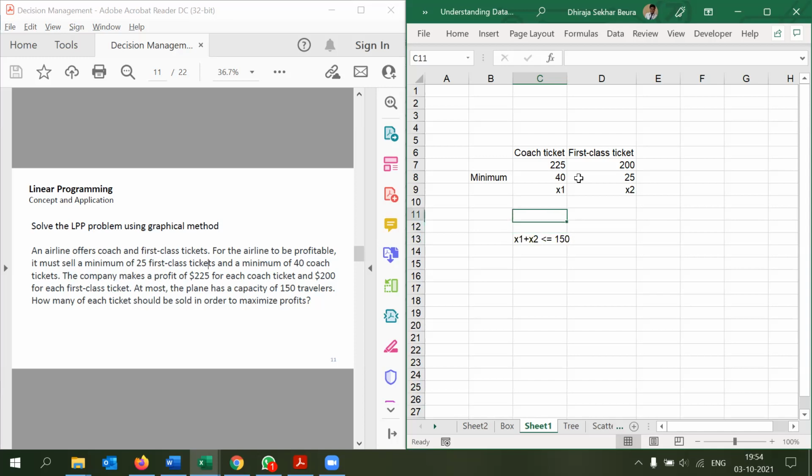So the individual ones, which were 40 and 25, if we convert that into a mathematical expression, how would we put it? X1 is greater than or equal to 40. And similarly, X2 should be greater than or equal to 25. Now, why not less than or equal to? Because the minimum we have to have is 40. It cannot be less than 40. It cannot be less than 25. It makes sense, right? There is no confusion on that.